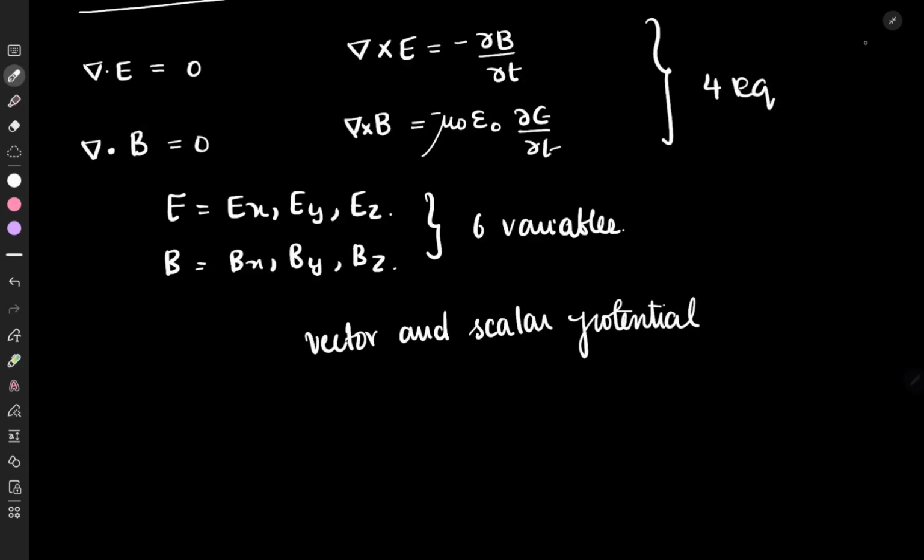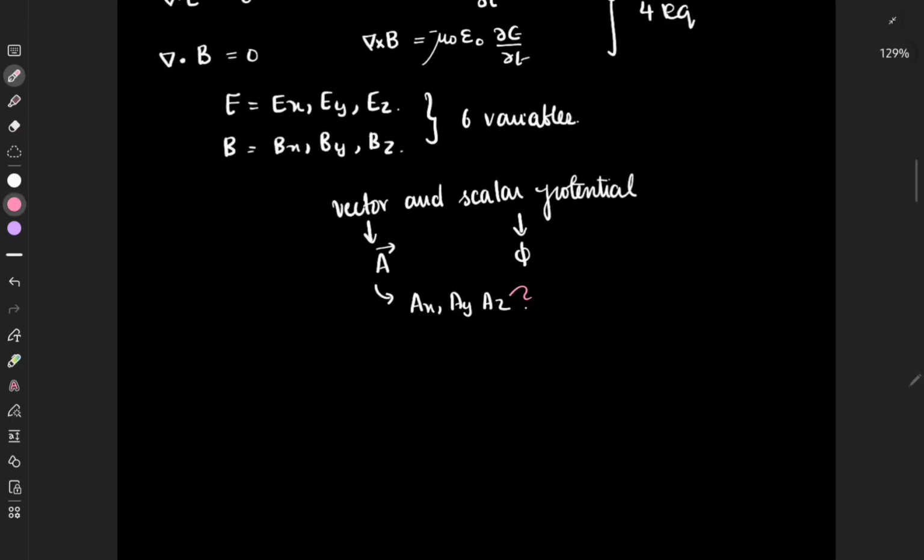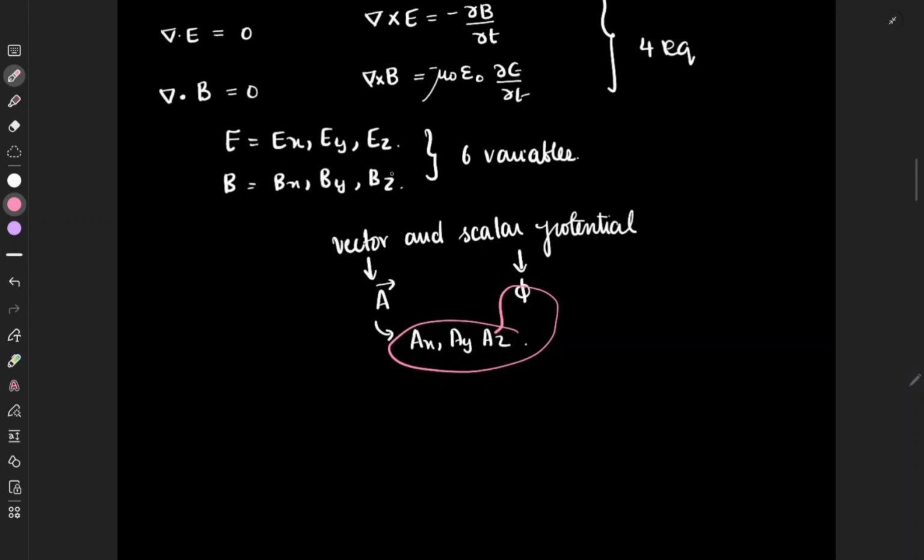Fine. So the scalar potential is denoted as phi, which is just a number, and the vector potential is A. And it has components Ax, Ay and Az. So totally here we have 4 components, but earlier we had 6 components, right? So we can conclude that by moving from field to potential, we can reduce the number of variables from 6 to 4.